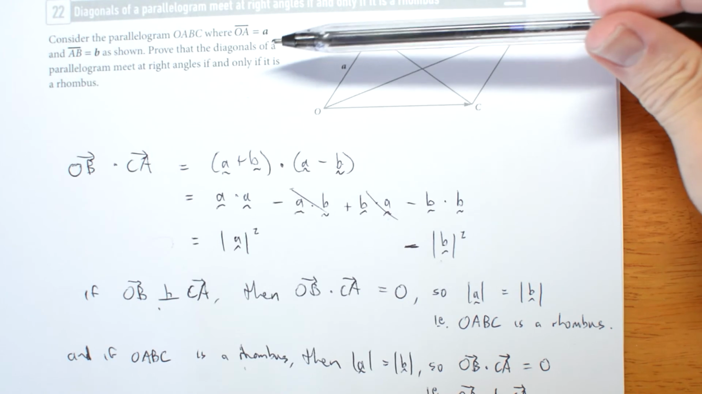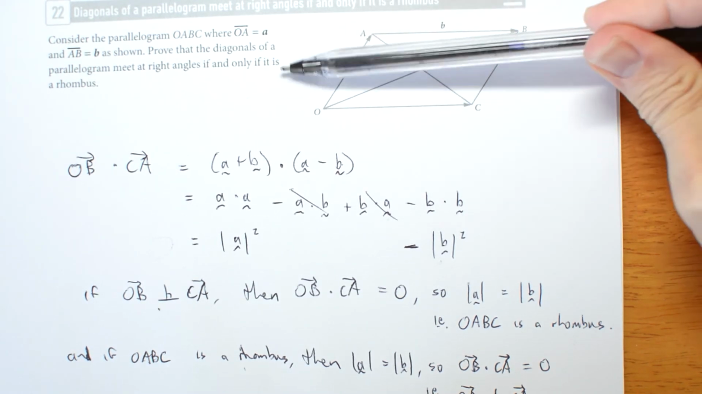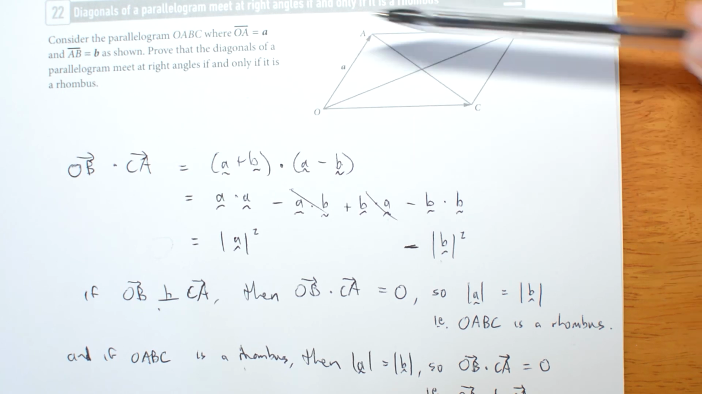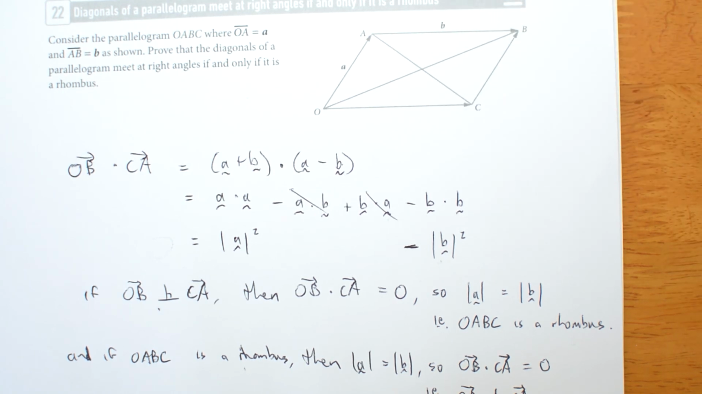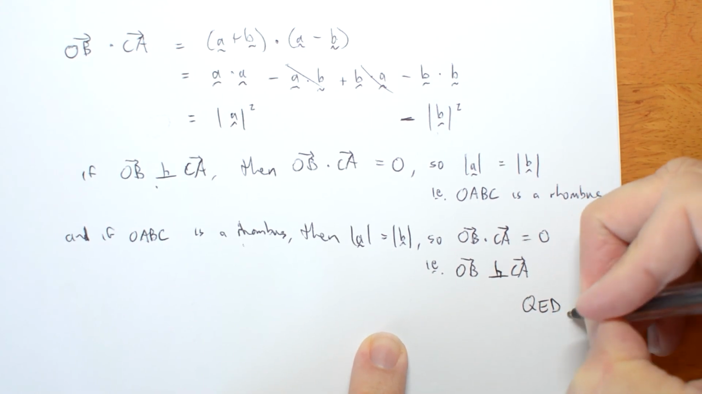So I've now proven that diagonals of a parallelogram are at right angles if and only if the parallelogram is a rhombus. So I can go QED. I'm done.